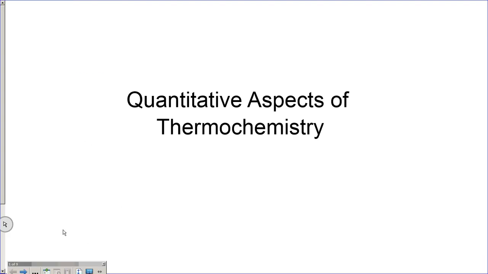Alright guys, so we're going to really focus on the quantitative aspects of thermochemistry. So looking at how you can tell how much heat has been exchanged with a system, how much heat an object has gained or how much heat an object has lost, or how much energy overall it's going to take to make changes in physical states, or just changes in energy.